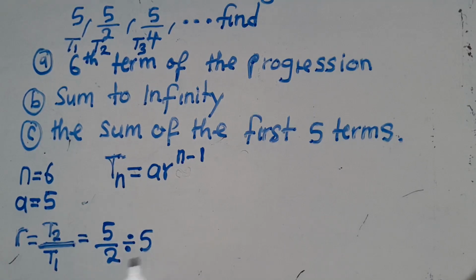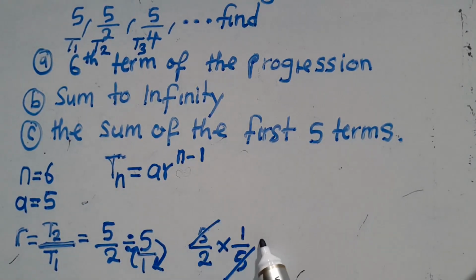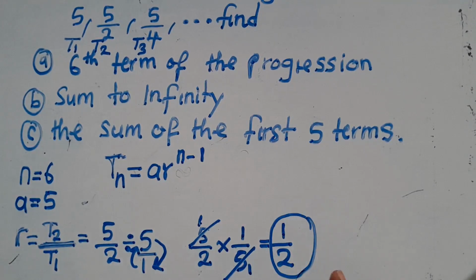How can I evaluate this? I know that this division changes to times, so 5 is the same as 5 over 1. So I'm going to have 5 over 2 times 1 over 5: the 1 goes on top and the 5 comes down when this changes to times. This and that will be cancelled. I'm going to have 1 times 1, 1 over 2. So this is my common ratio. My common ratio is 1 over 2.